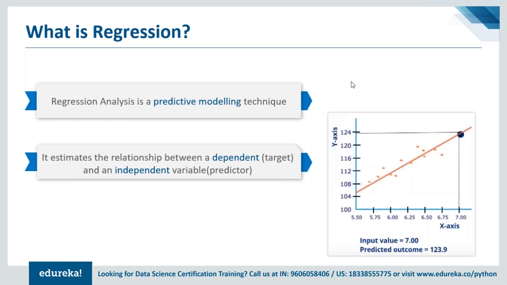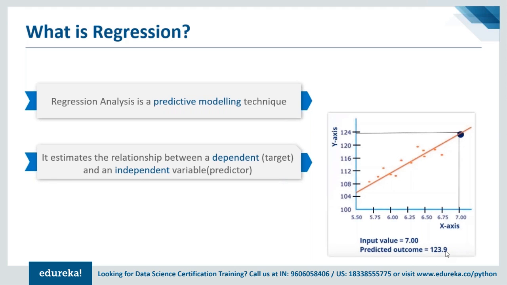lakhs, then you would probably say you would be able to buy something around 7,000 square feet. Or inversely, if somebody says I am looking for a property around 6,000 square feet, then you probably say it might cost you anywhere between 1 crore 10 lakhs to 1 crore 12 lakhs, which is linearly proportional. Here, if you see, for 7,000 square feet, it is concluding at around 1 crore 24 lakhs. So the input value is 7, the predicted value is 123.9.